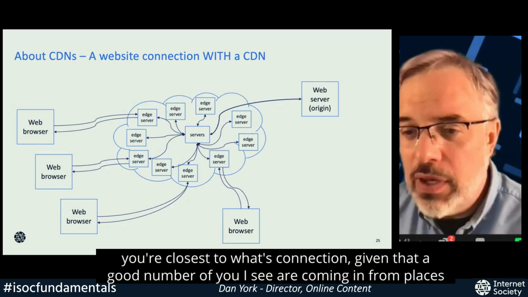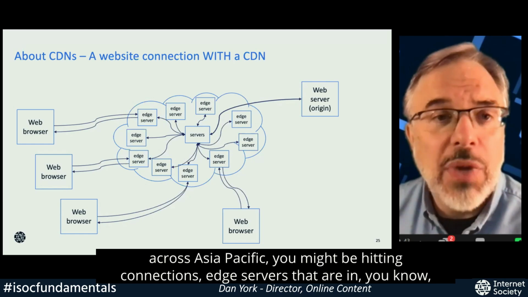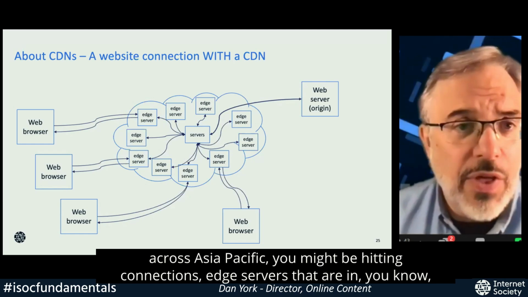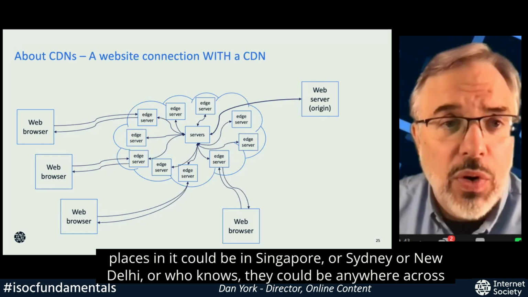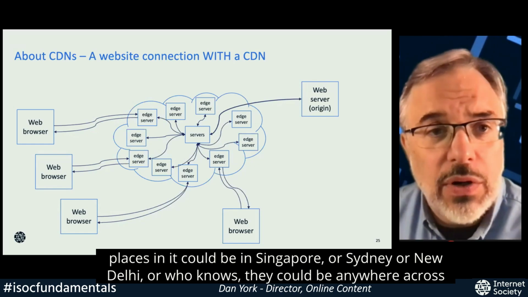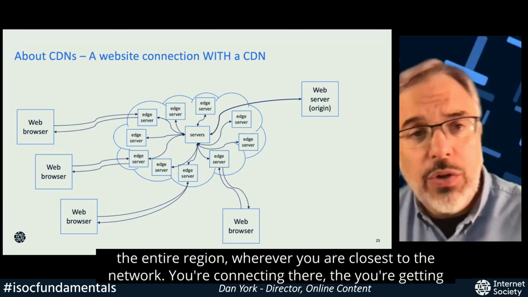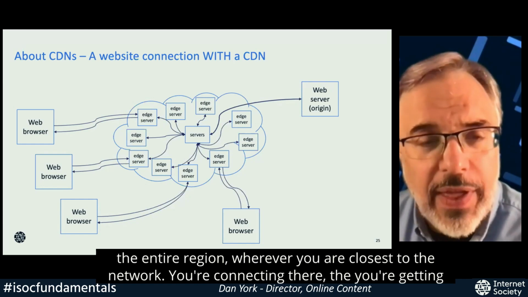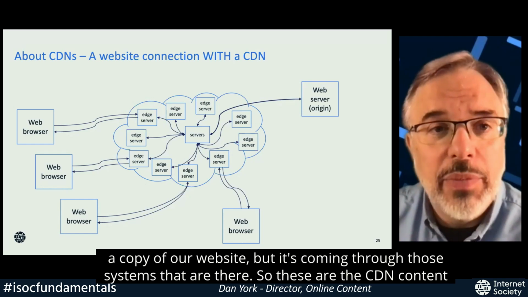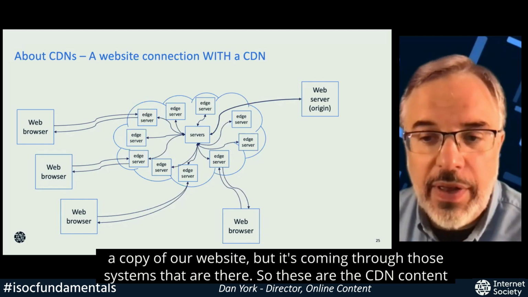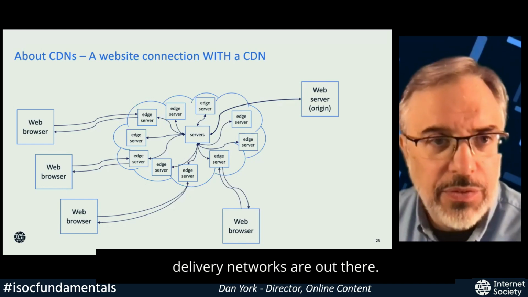Given that a good number of you I see are coming in from places across Asia Pacific, you might be hitting edge servers that are in places like Singapore or Sydney or New Delhi, or who knows, they could be anywhere across the entire region. Wherever you are closest to the network, you're connecting there. You're getting a copy of our website, but it's coming through those systems. So these are the CDNs, content delivery networks, that are out there.